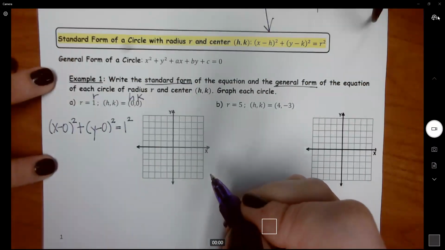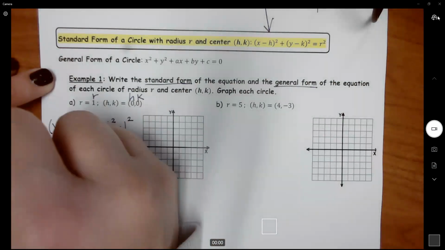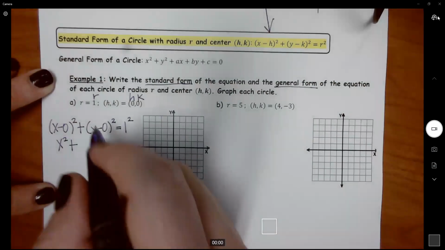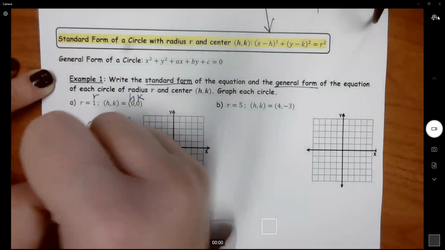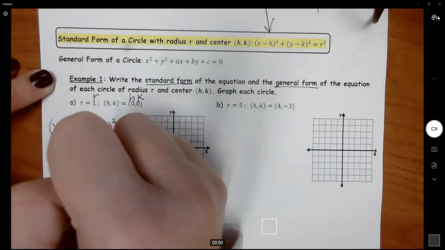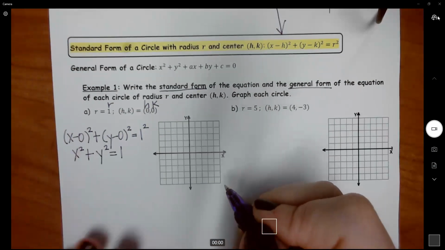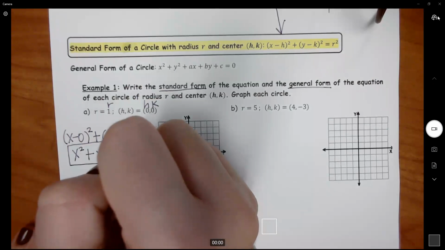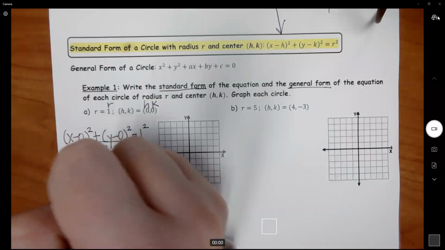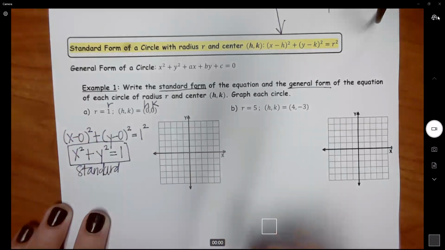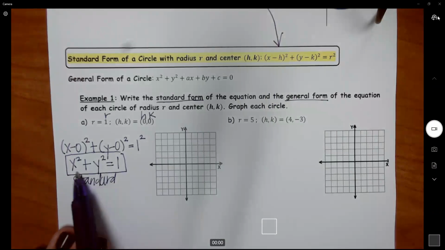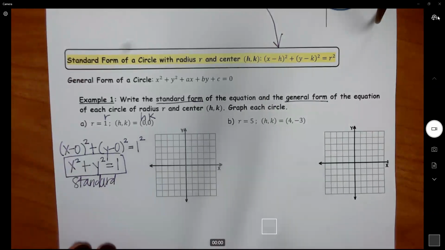Now we can simplify this quite a bit. X minus 0 is the same as x, so this is x squared, plus y minus 0. Y minus 0 is y, so y squared, and 1 squared is 1. So this is my equation in standard form. So if you notice here, if your center is at the origin 0, 0, you won't have anything in parentheses here. That's just x squared, y squared.